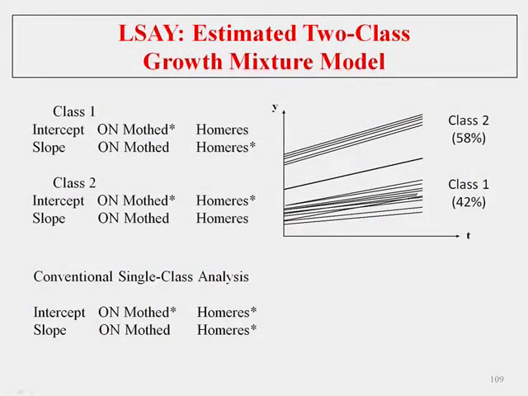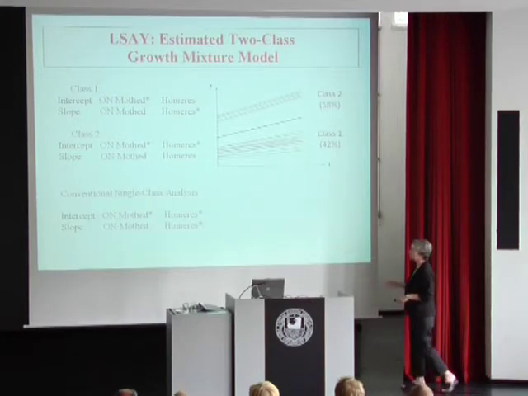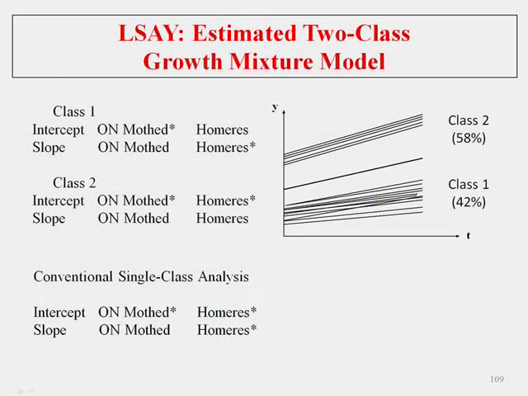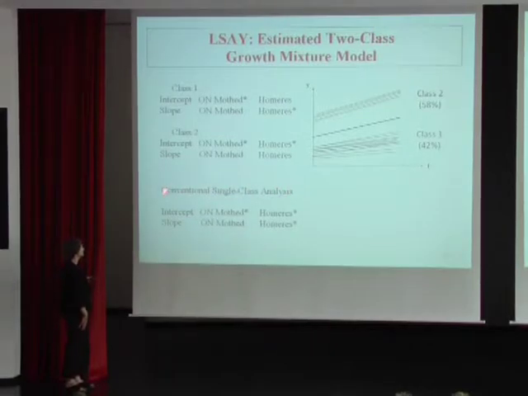So if we look at the regressions of the intercept and slope growth factors on the covariates in both the conventional and the GMM model, we see that there are different relationships found. And let me go here, because I always know you can't see the bottom from there. So at the bottom, we have our conventional single-class analysis.